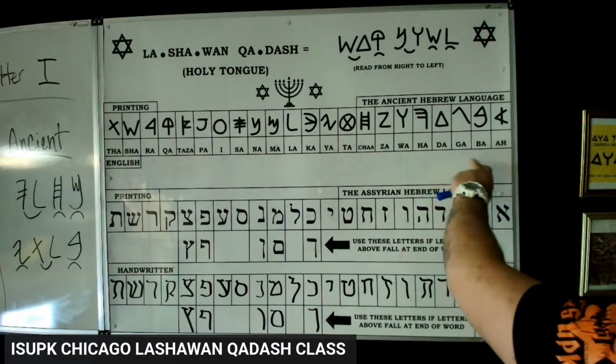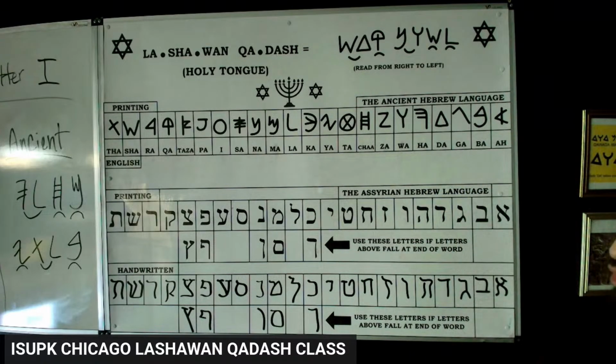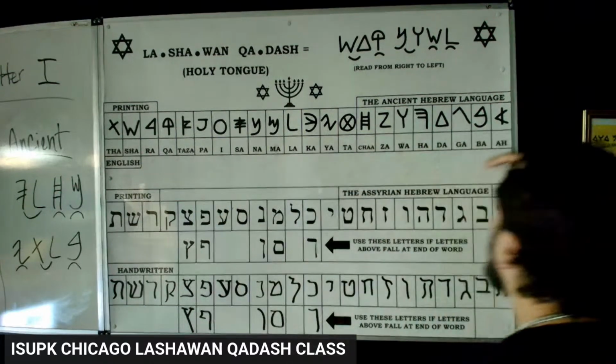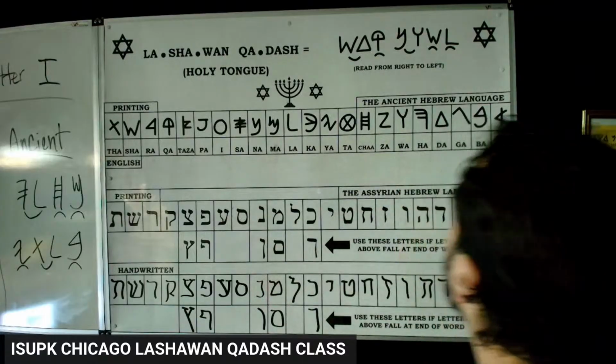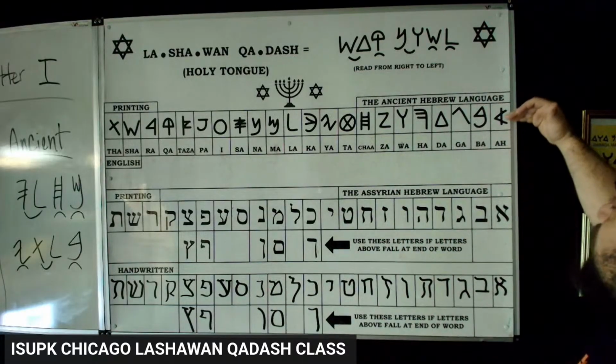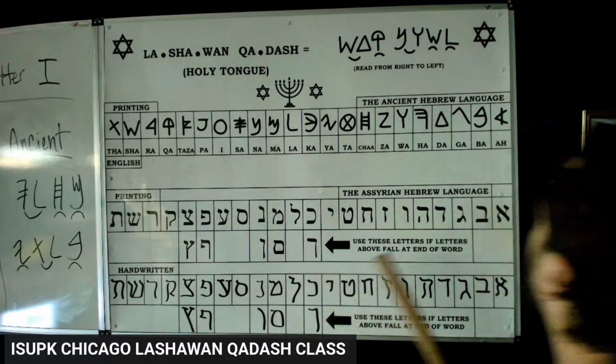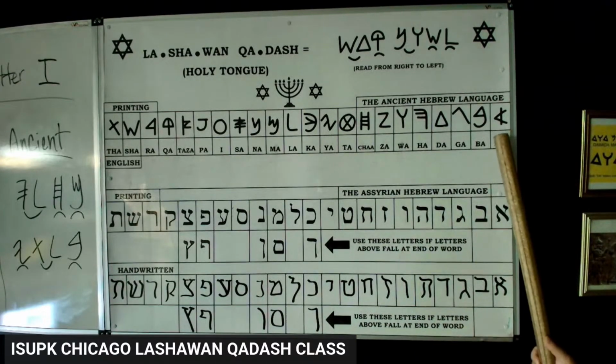Now we have to identify the Hebrew script of writing it. This is basically showing you in English how you would write it from right to left, and this right here is the actual script of the ancient Hebrew language. So with that, A is like a sideways A.